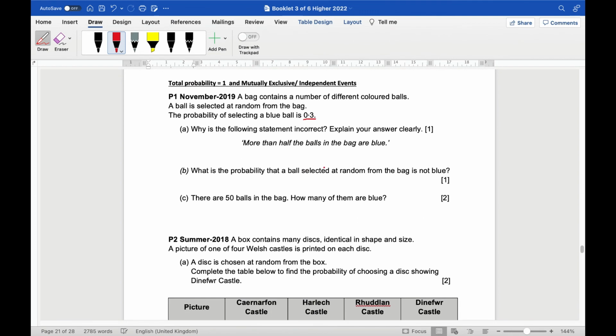What is the probability that selecting a ball is not blue? Well, if 0.3 are blue, 0.7 are not blue. And if there are 50 balls in the bag, how many of them are blue? Okay, if the probability of getting blue is 0.3 or 30%, okay, then 30% of my balls in this are blue in here, okay? So you would just do 0.3 times 50 or work out 30% of 50. But given you've got a calculator, you're probably best going with that, which is 15, okay?